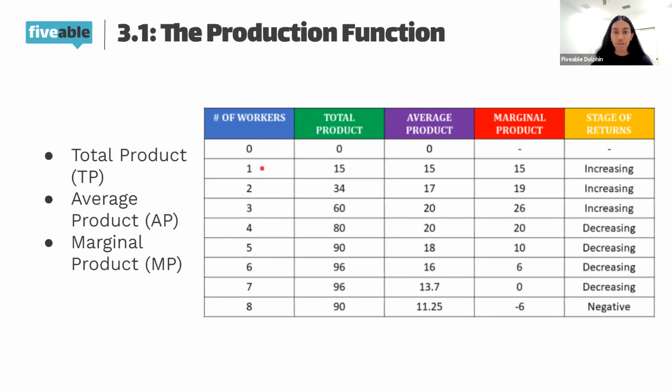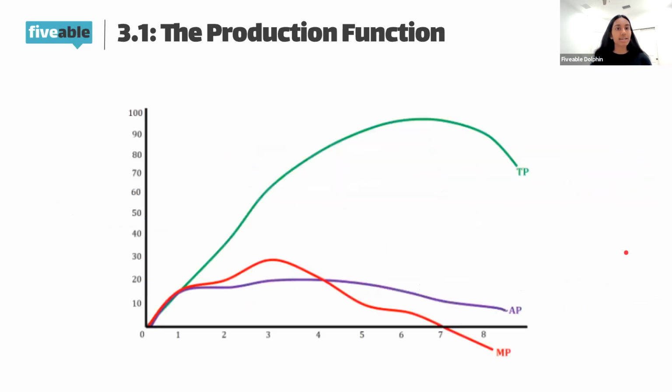So on this table, when there's 1 worker, there's 15 for the total product, but when there's 2 workers, it's 34. So the marginal product would be 15 minus 0 for the first worker, and then 34 minus 15 for the second worker. And then the average product would be 15 divided by 1 for 1 worker, and then 34 divided by 2 for 2 workers. And then the stages of returns, I'll do that on the next slide.